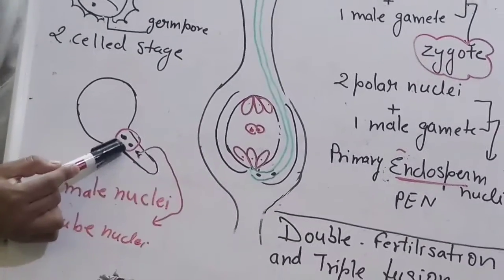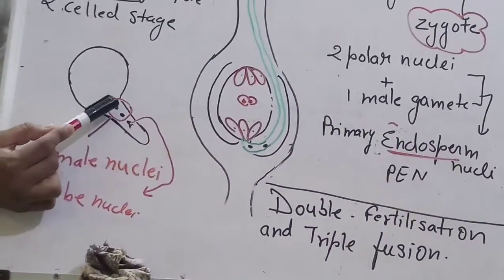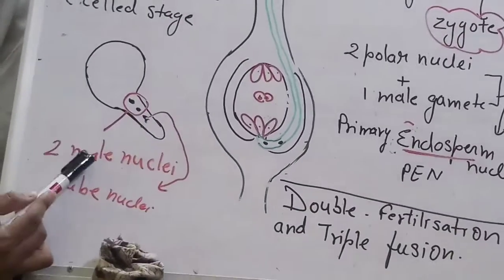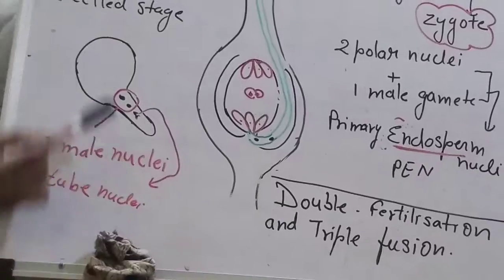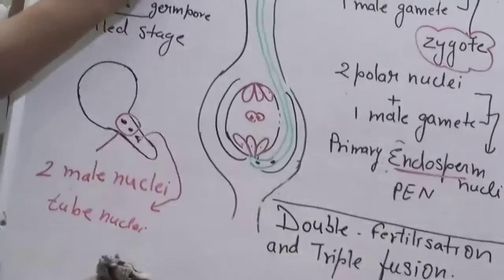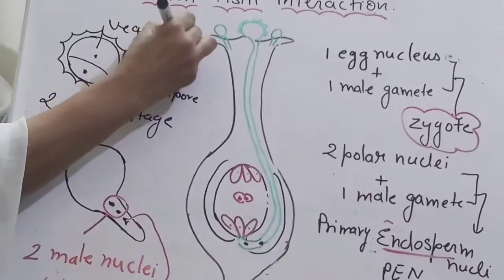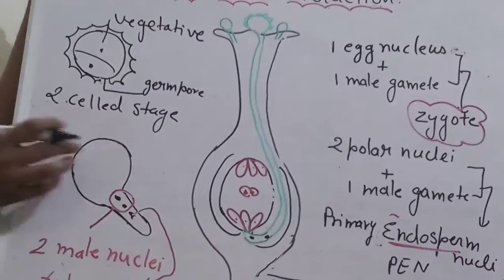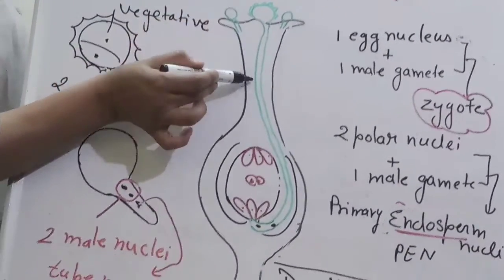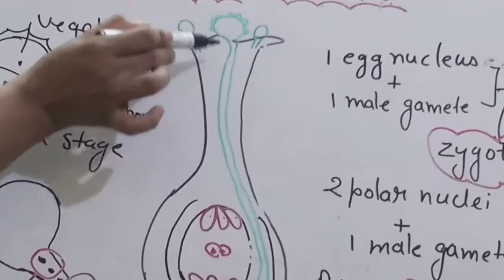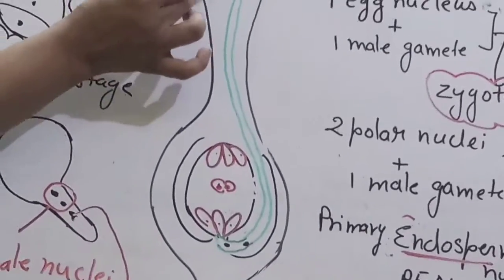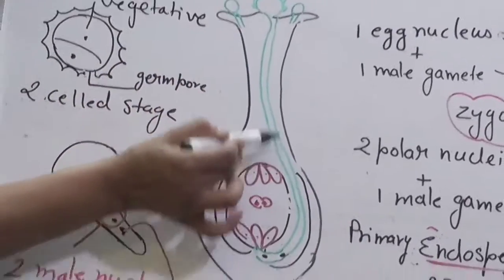This pollen tube is having two male nuclei and one tube nucleus. The tube nucleus is from the vegetative cell. So this is the start of pollen tube germination. This is a compatible pistil, so it is allowing the pollen tube germination.